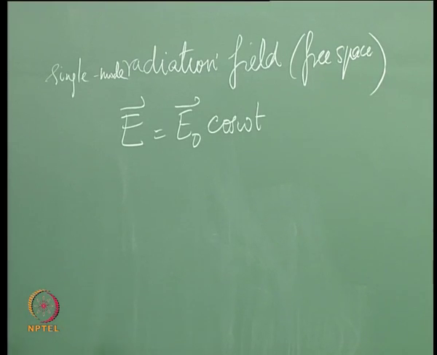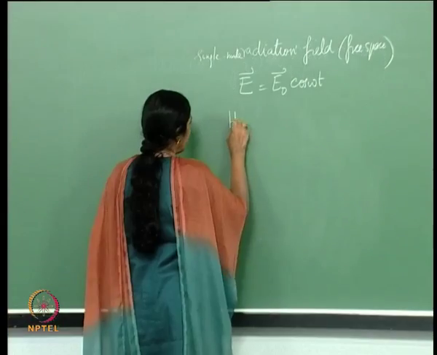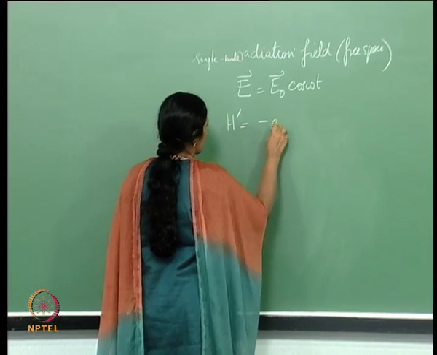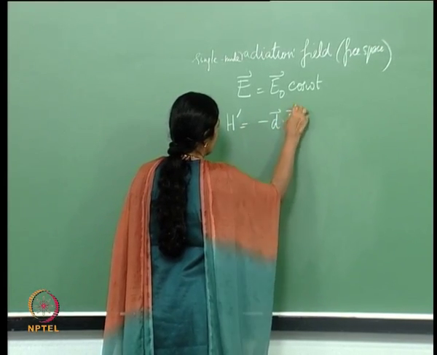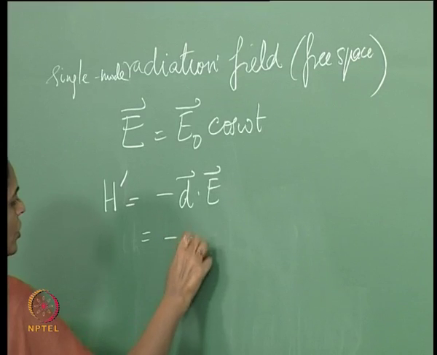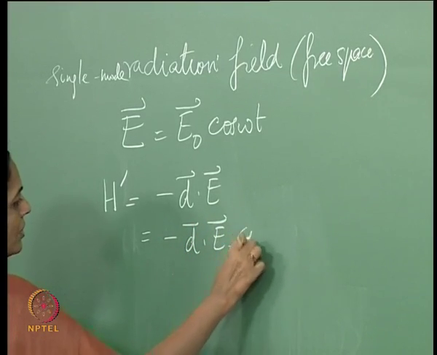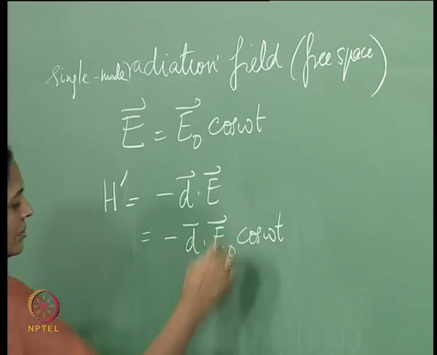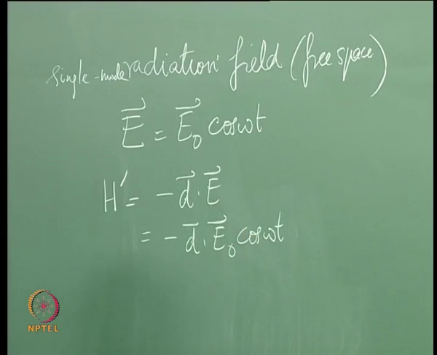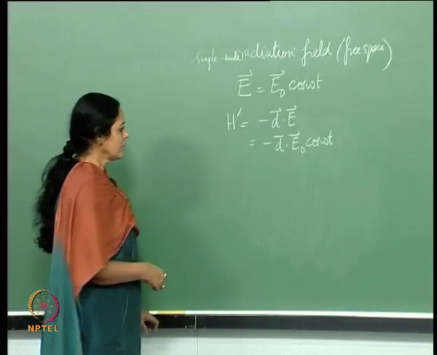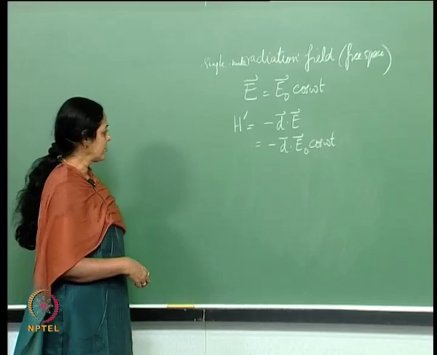Now, this is an interaction with the atomic dipole operator. I am using the dipole approximation, and therefore, H prime is minus d dot E, which I can write as minus d dot E naught cos omega t. So, this is what I have.